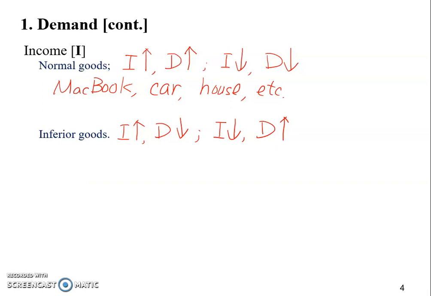Now there could be a lot of examples around you. Okay, a college student, for example, the used cars, right? So when we have a higher income, we're more likely to buy a brand new car. So our demand for used cars will go down.